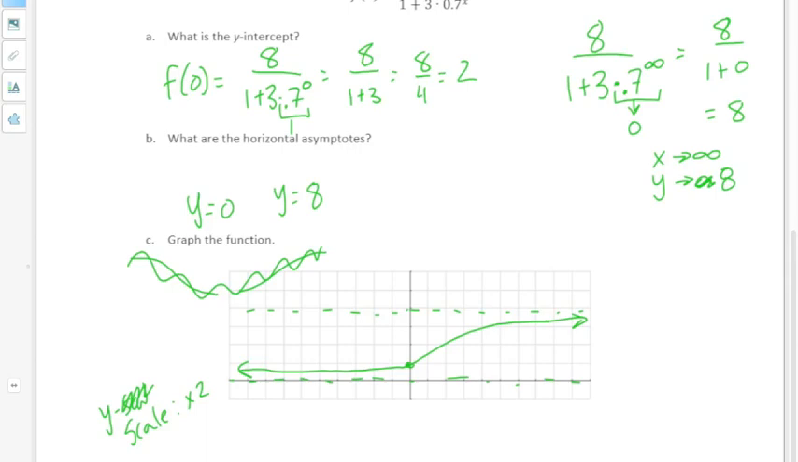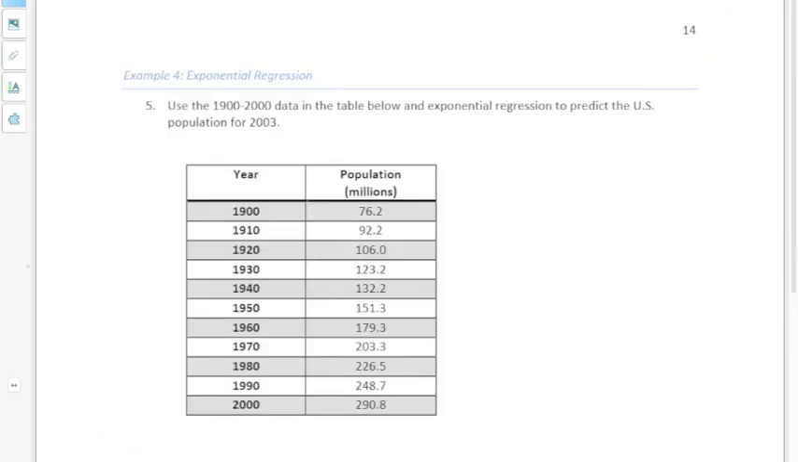Alrighty, moving along here. These ones are going to be tough for us to do, but we're going to manage. So we're going to use this data and we're going to do the regression in our calculator. It said that we're going to use exponential regression for this one, so I'm looking for y equals a times b to the x. And I want to try to predict the population for 2003.